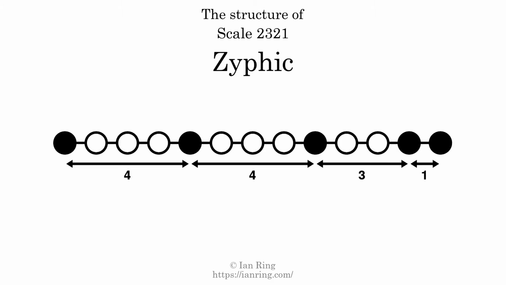The structure of a scale is a description of the interval distance between each successive tone. This scale has a structure of 4431.